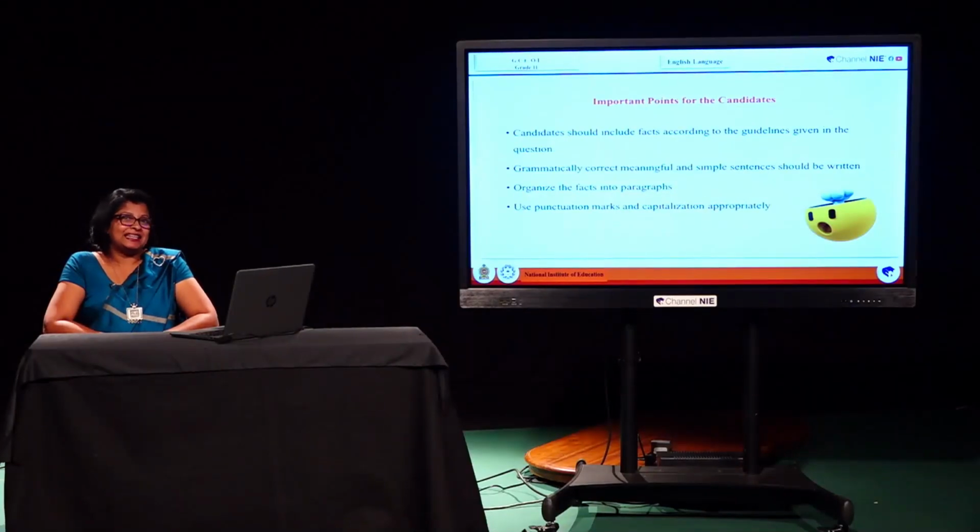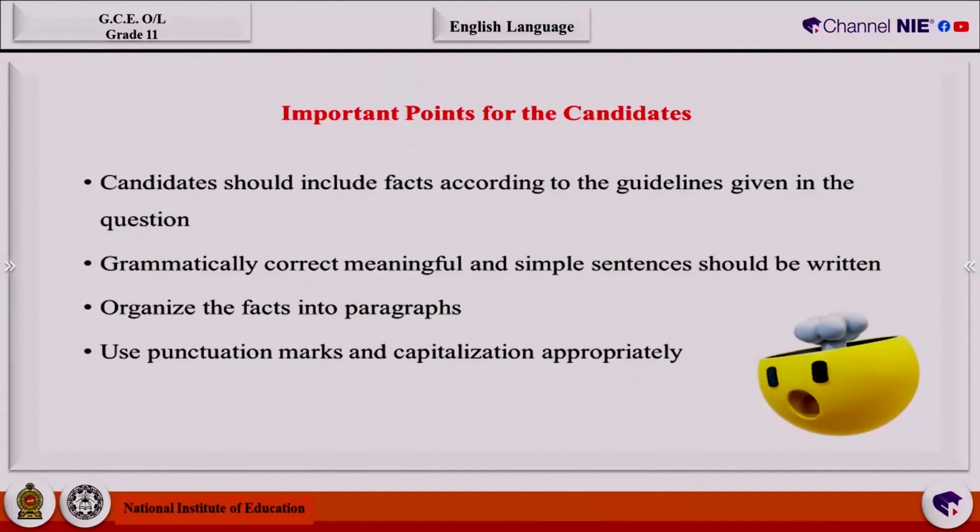Important points to the candidates. You should include facts according to the guidelines given in the question. Grammatically correct, meaningful and simple sentences should be written. And you have to organize your facts into paragraphs. And again, you have to use punctuation marks and capitalization appropriately.